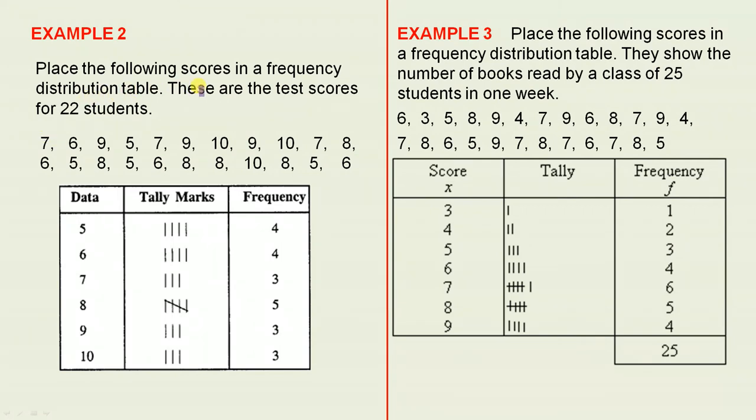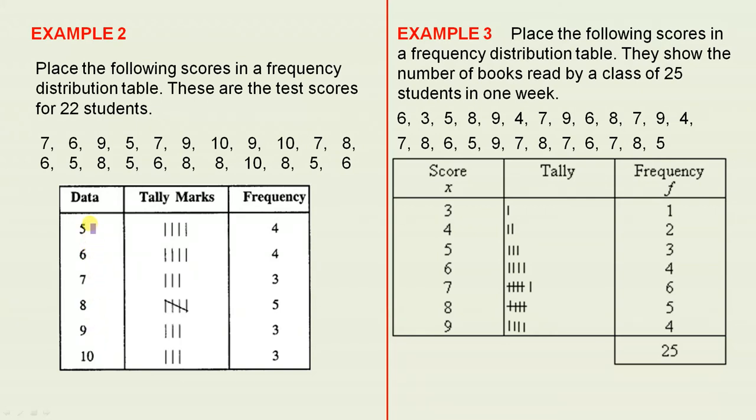Example 2, place the following scores in a frequency distribution table. These are the test scores for 22 students. So there are 22 scores here, and we do exactly the same thing. We go through them carefully, find out which one is the lowest and which the highest, and then make sure we've got all the other scores, and we have.